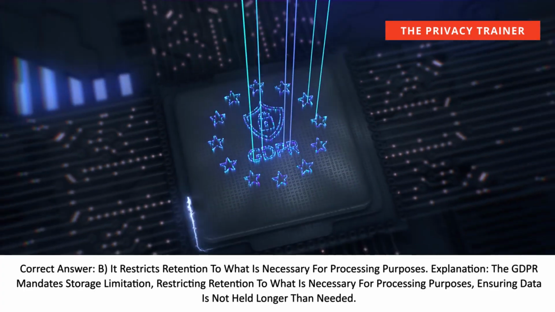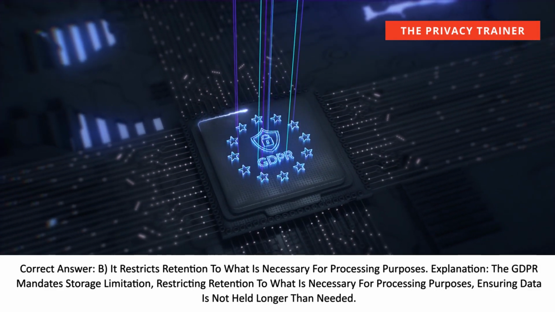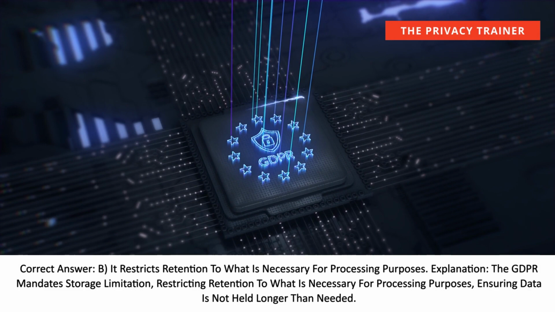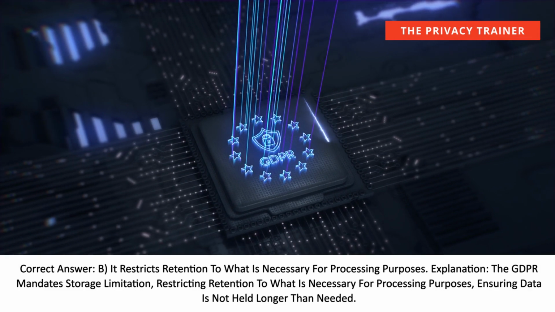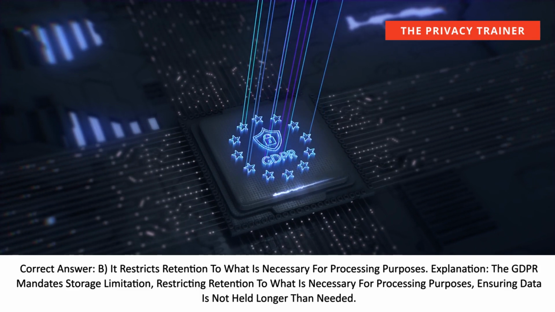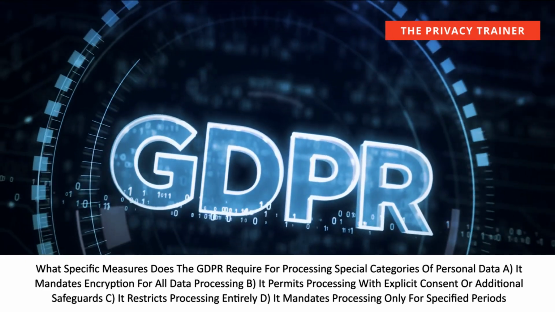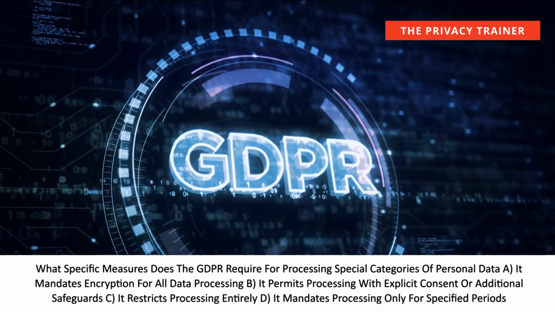Correct answer: B. It restricts retention to what is necessary for processing purposes. Explanation: the GDPR mandates storage limitation, restricting retention to what is necessary for processing purposes, ensuring data is not held longer than needed. What specific measures does the GDPR require for processing special categories of personal data?